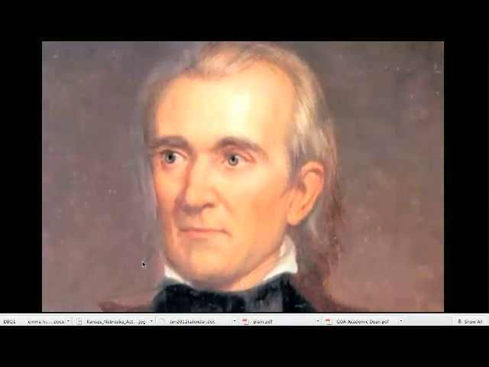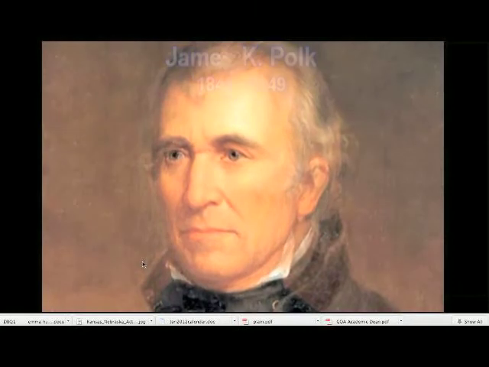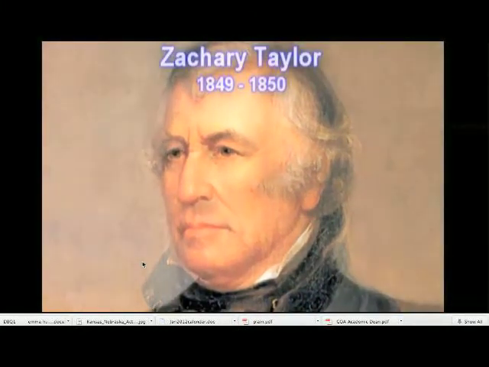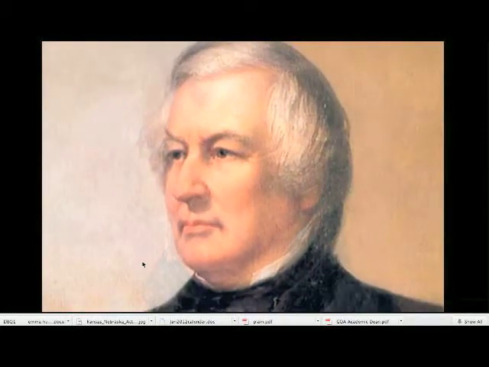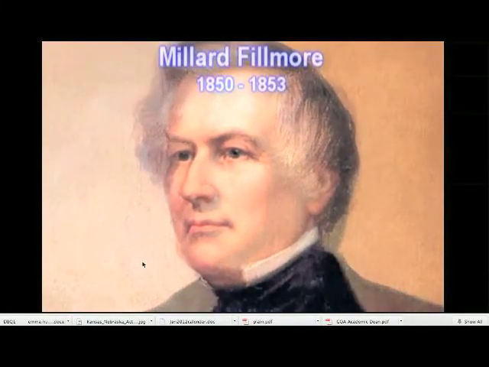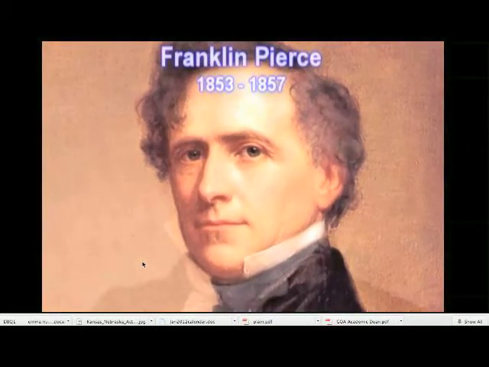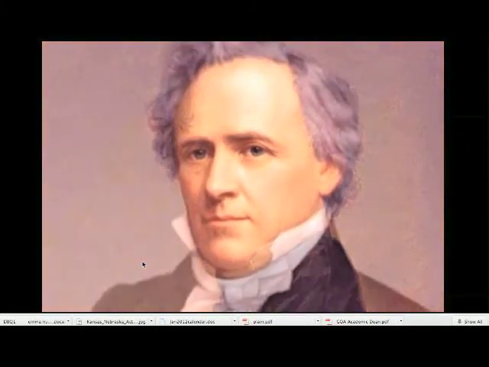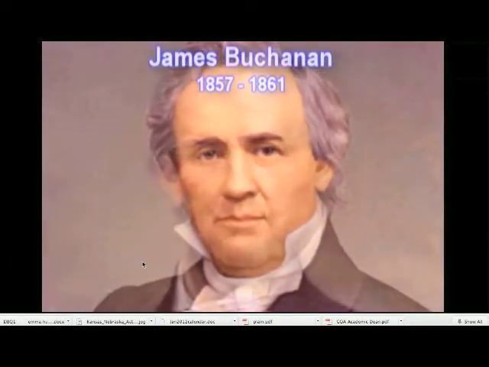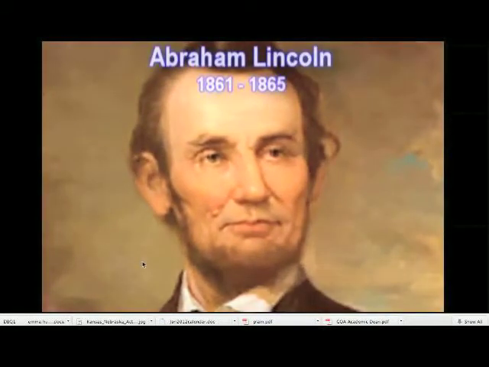James Polk, Democrat; Zachary Taylor, Whig, who died in 1850 and was succeeded by Millard Fillmore, also a Whig; Franklin Pierce, Democrat; James Buchanan, Democrat; and Abraham Lincoln, Republican.